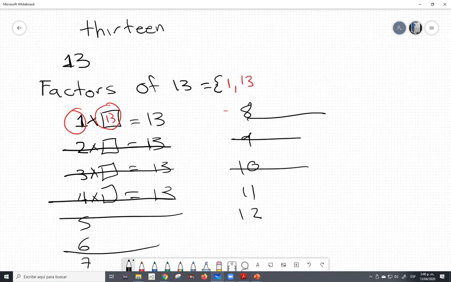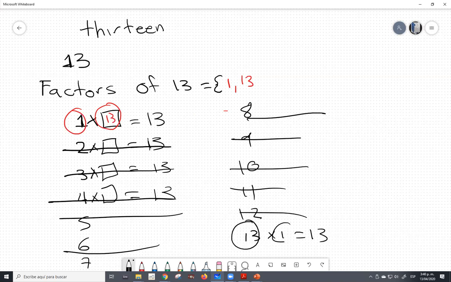Por eso es que no estoy escribiéndolo completo, porque me demoraría mucho y no sirve. Only if you get again to the 13. 13 times 1 is 13. Pero pues estos, mira, 13 and 1 ya están acá. So we finish.